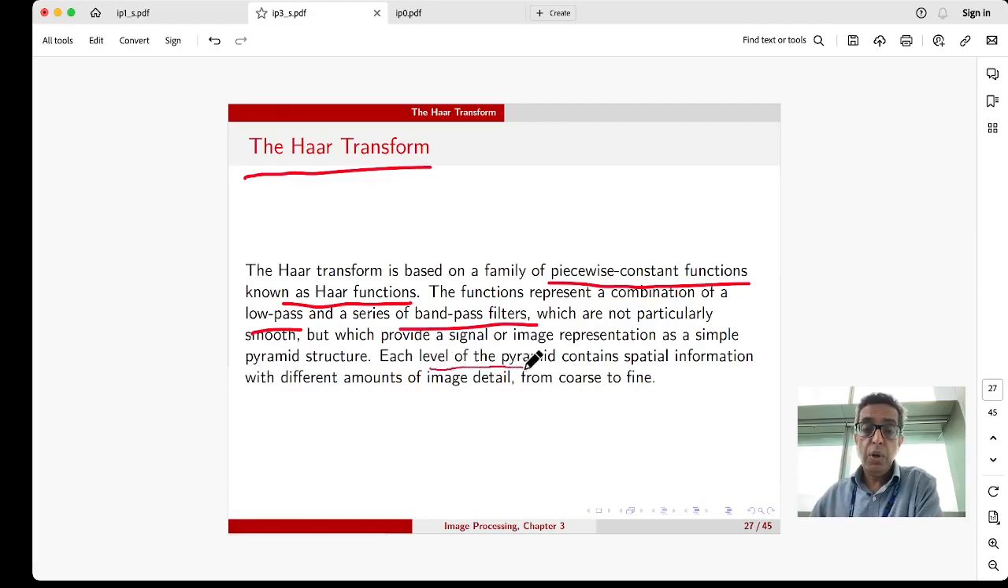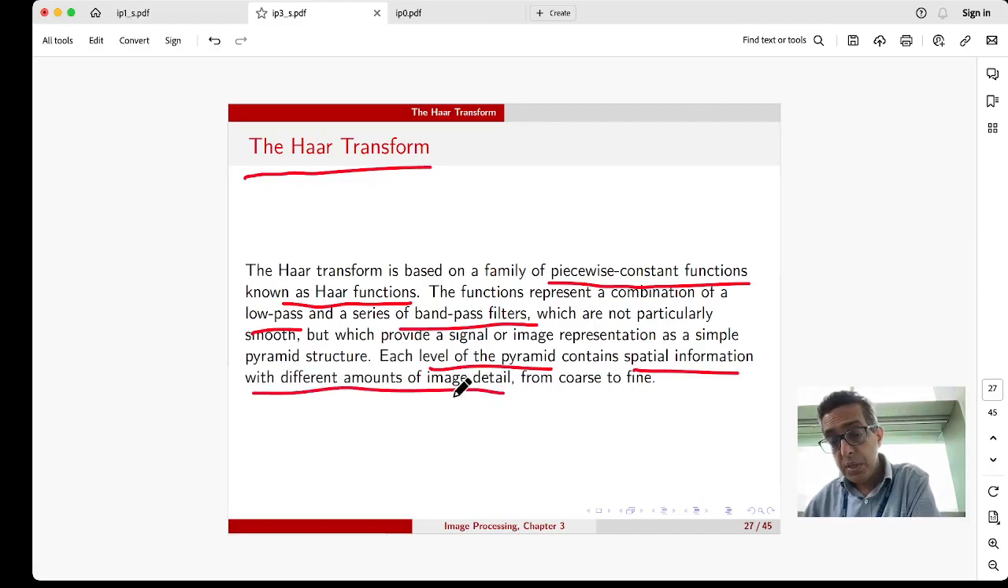Each level of the Haar transform pyramid, so when you map an image into a Haar wavelet space, you basically get various copies of the image at different resolutions automatically computed as part of the transform. Because of that, you get spatial information across transform space, which captures different amounts of image detail, generally described as being from coarse to fine.